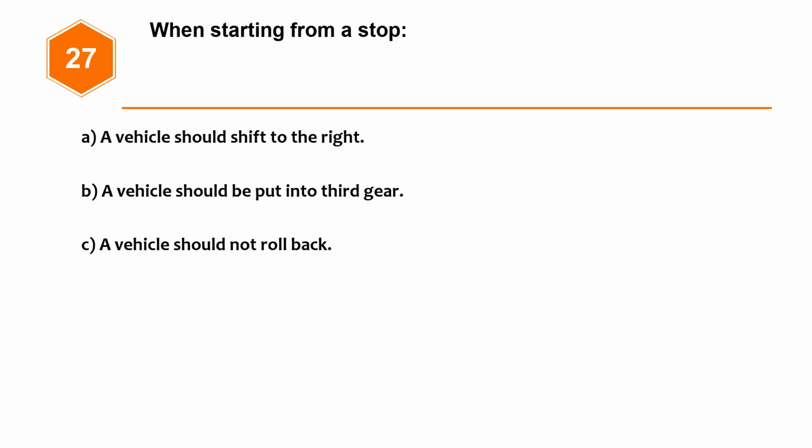Question 27. When starting from a stop: Option A, a vehicle should shift to the right. Option B, a vehicle should be put into third gear. Option C, a vehicle should not roll back.